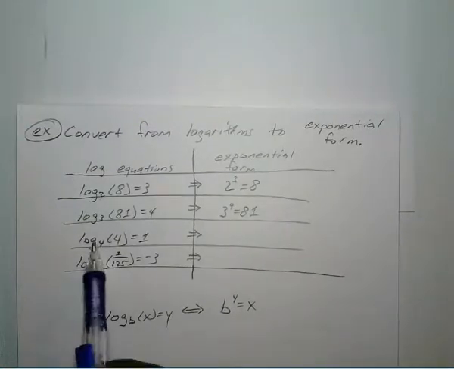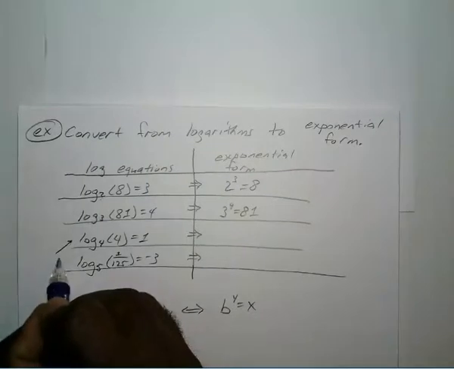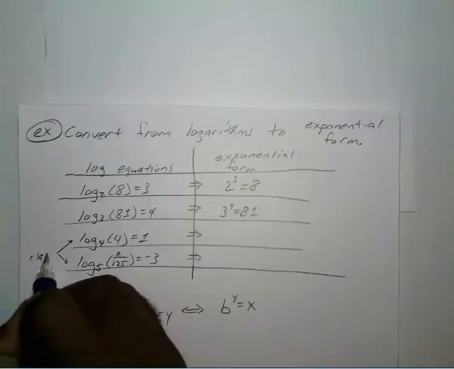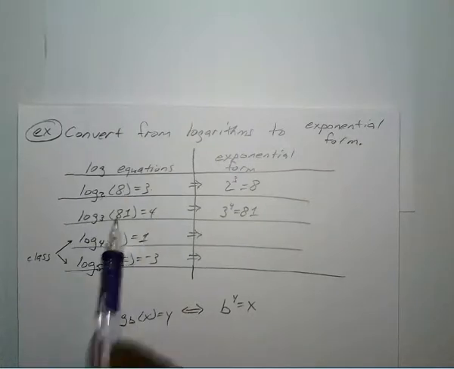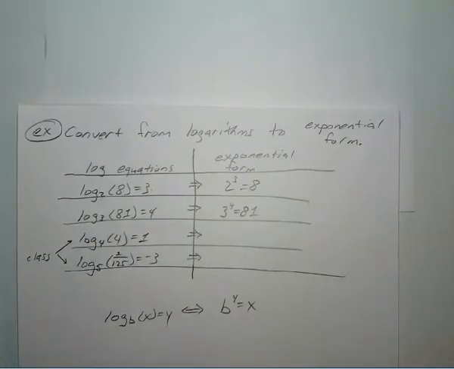I want you to try these two. Just do the exact same thing. Remember here, 2 to the power of 3 equals 8. 3 to the power of 4 equals 81. You do the same thing with those two. Go ahead and press, well, really shouldn't have pressed pause. You should be able to do this pretty quickly if you spotted the pattern.